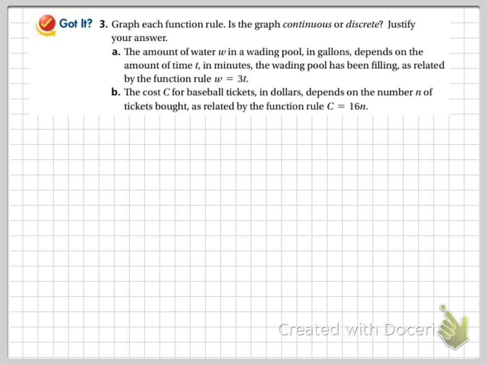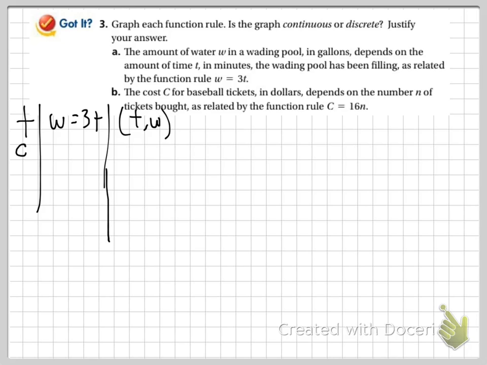Okay, so we are going to graph our own here. So let's look at our first situation. The amount of water, W, in a wading pool in gallons depends on the amount of time, T, in minutes the wading pool has been filling, as related by the function rule W equals 3T. Okay, so can I have negative minutes? No. So I'm going to start at 0. So T is my X. I've got W equals 3T. My points are going to be T comma W.